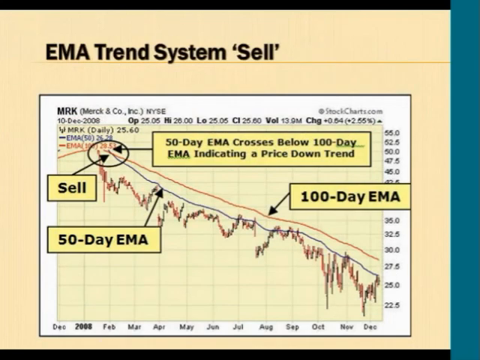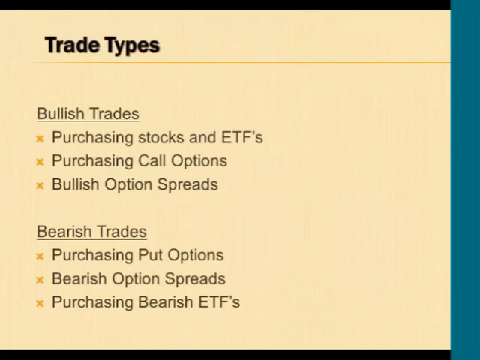And here's an example of a sell signal. This is for Merck stock, and in this time period, we saw the 50-day EMA, which is this blue line, cross right below the 100-day EMA right here. So as soon as that 50-day crossed below the 100-day, then Merck stock was on a sell signal. And as long as that 50-day remains below the 100-day, then the stock is on a sell signal. So that's the basic concept behind the trend following systems.